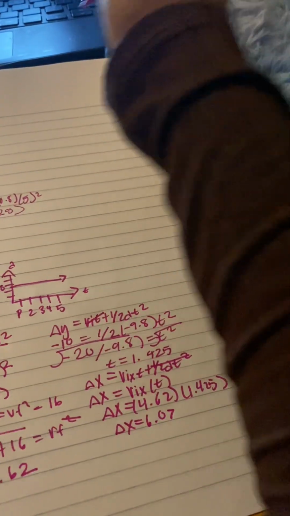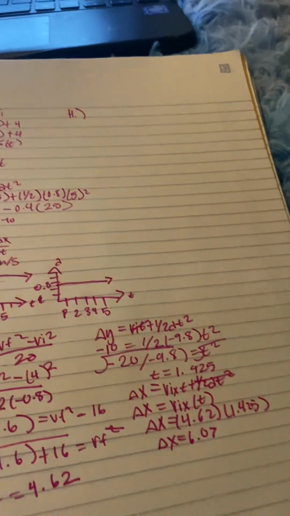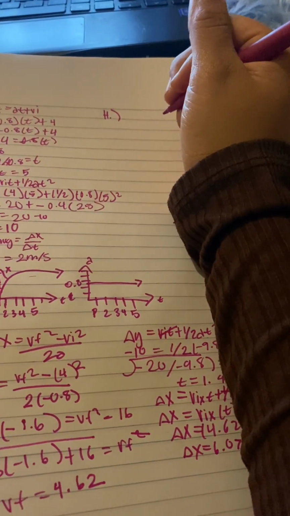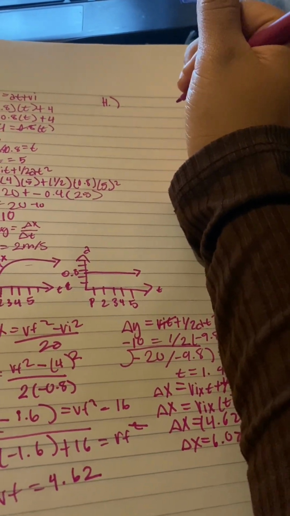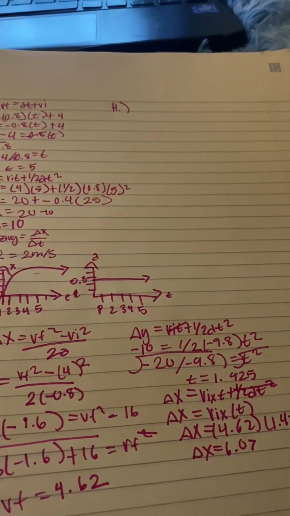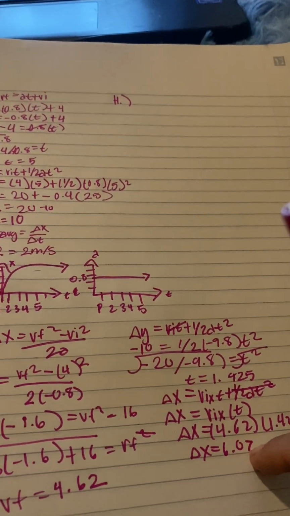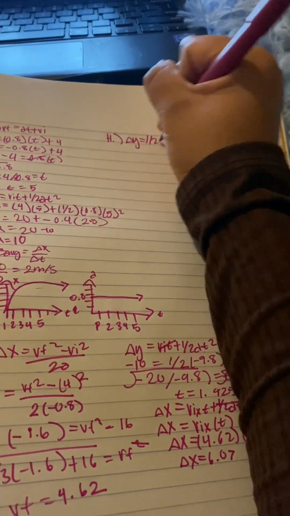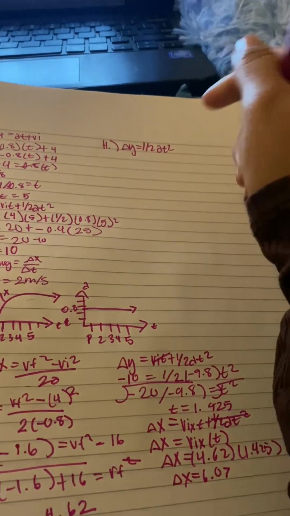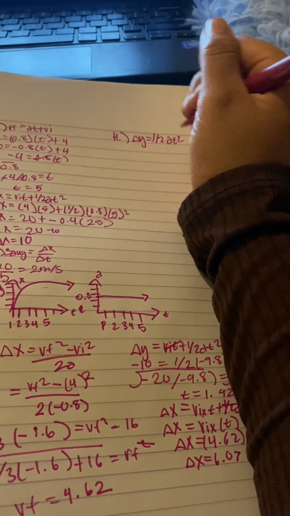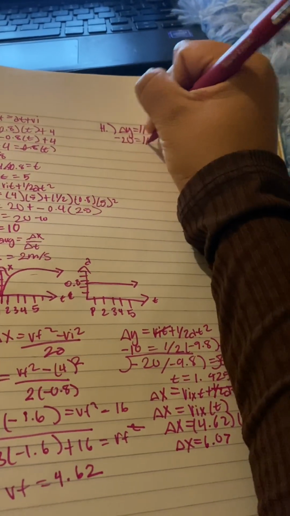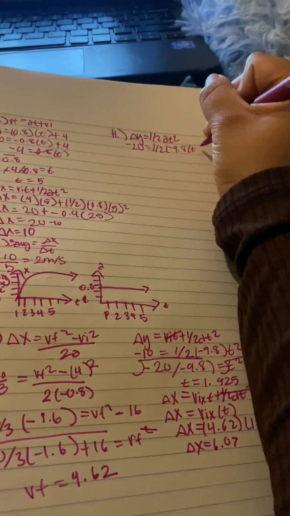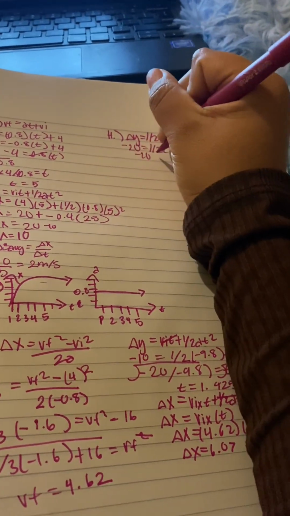And then for part H, a physics student claims that for the same system, if you double the height to 2h, then x will also double. And for this, since we already found our VF, we're going to find our new change in y, which is 1/2 AT squared. So we already established VI is 0. Our new change in y would be negative 20 to equal 1/2 negative 9.8 t squared.